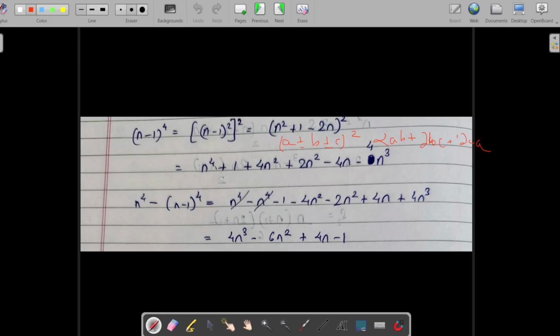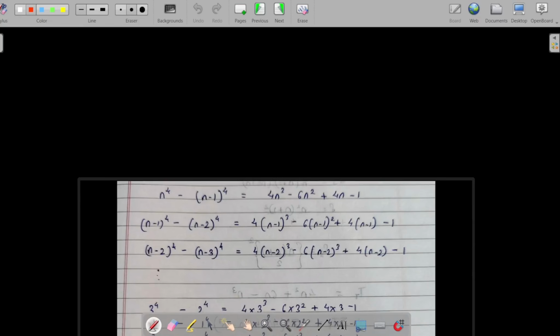So n minus 4 minus, this is what we have to subtract from that. So finally you will get 4n cube minus 6n square plus 4n minus 1. Okay, so big page, but do not jump ahead. Focus on one line at a time.